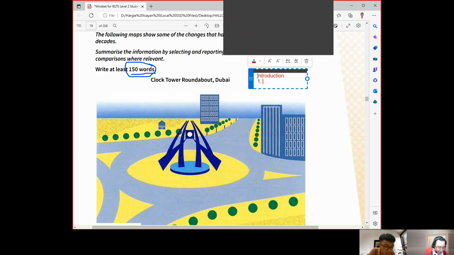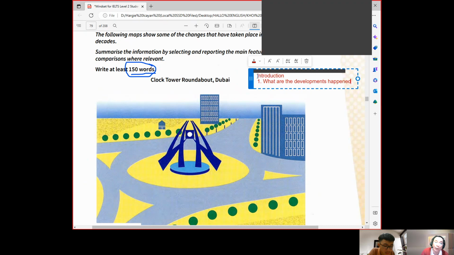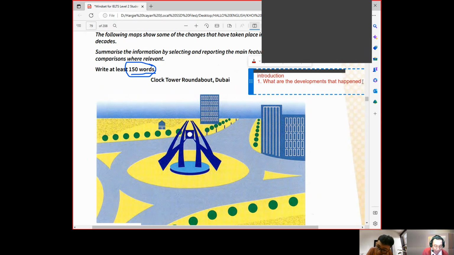Take note of this: what are the developments that happened in this particular country. You should take note of that also. Aside from that, you should mention the facilities, the specific facilities. What else? What is the current or present situation in that particular city, maybe.